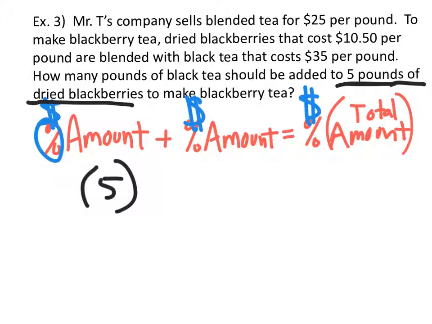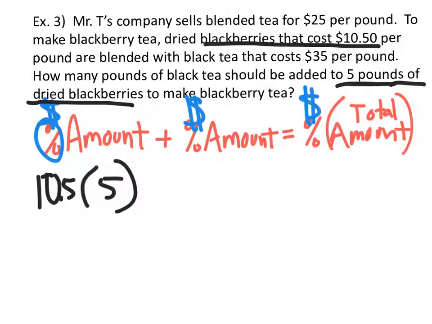So how much do the blackberries cost per pound? It says up here, blackberries cost $10.50 a pound. So that's going to be 10.50 or 10.5. Does that make sense? Again, I got a feeling that we're confused here. We're making blackberry tea. How do you make blackberry tea? Well, you got to mix dried blackberries with tea, and then you get your blackberry tea, right?